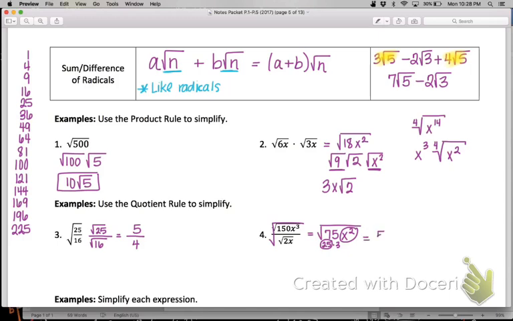The square root of 25 is 5. The square root of x squared is x. And then I have left over just the 3. That's the only thing that did not get to come out of the radical. So 5x times the square root of 3. Okay?